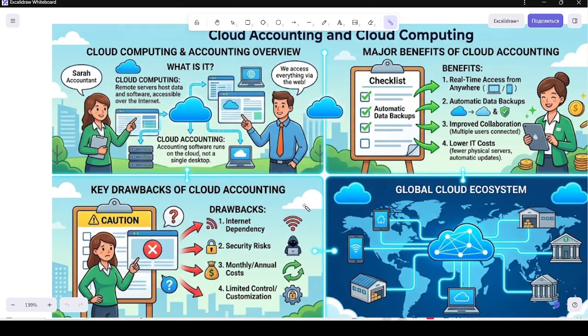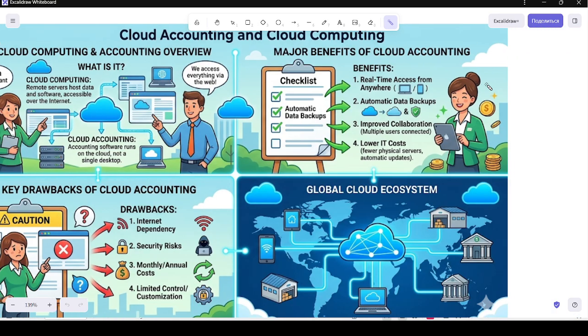We have developments in accounting: cloud accounting and cloud computing. What is cloud computing and accounting overview, right? Cloud computing is a server that ensures users can access it remotely. Cloud accounting is software that runs on the cloud, not on a single desktop. You see?